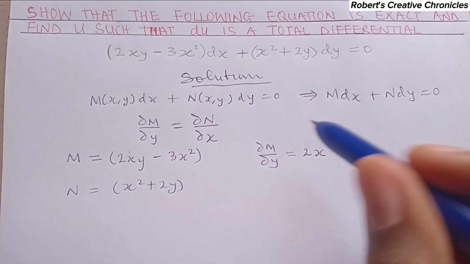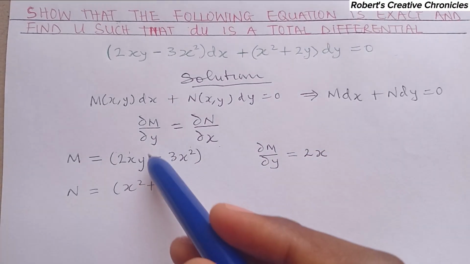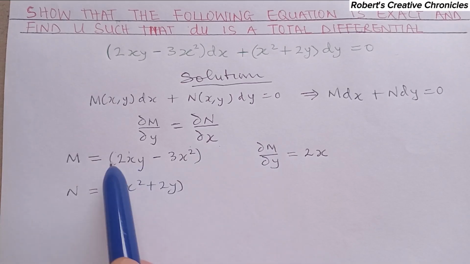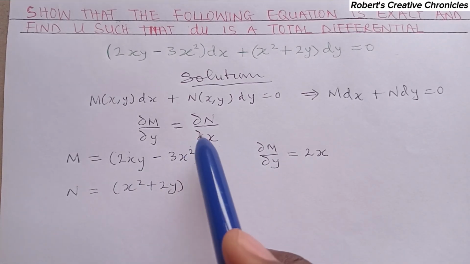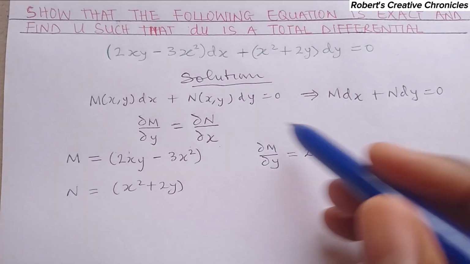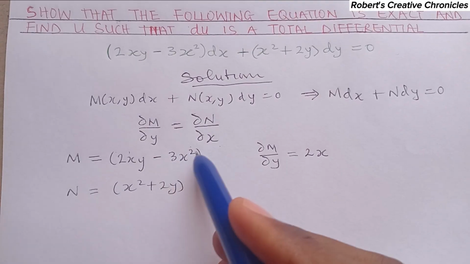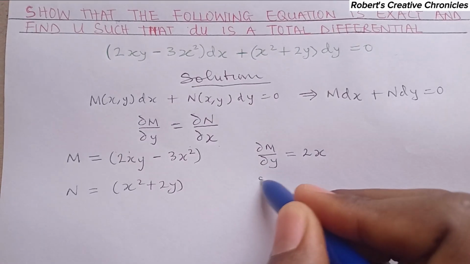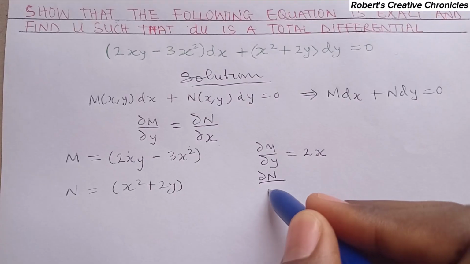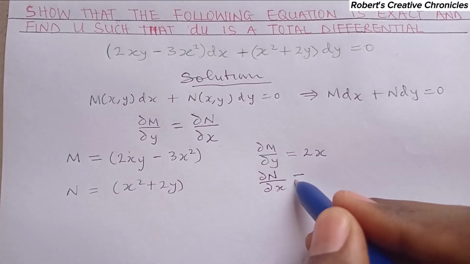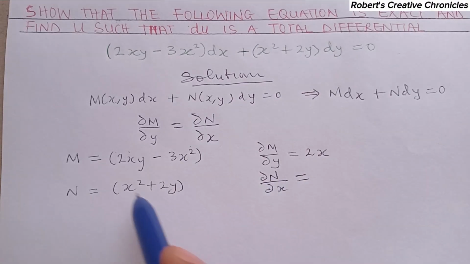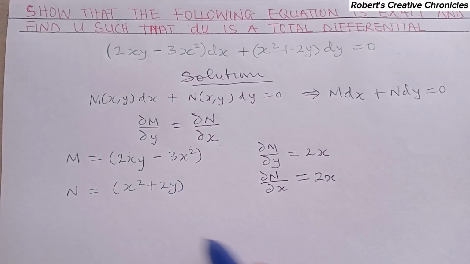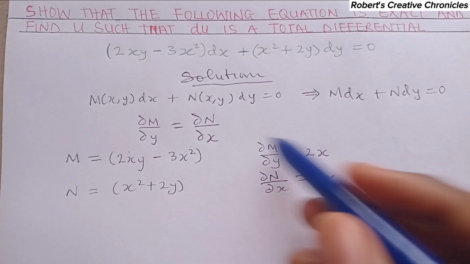Since it's a partial derivative, there's no need to attach dy/dx like in implicit differentiation. The derivative of minus 3x squared is a constant, so it's 0. Then the partial derivative of N with respect to x, where we treat y as a constant: the partial derivative of x squared is 2x, and the derivative of 2y is 0. So this one is equal to this, and the condition is satisfied.